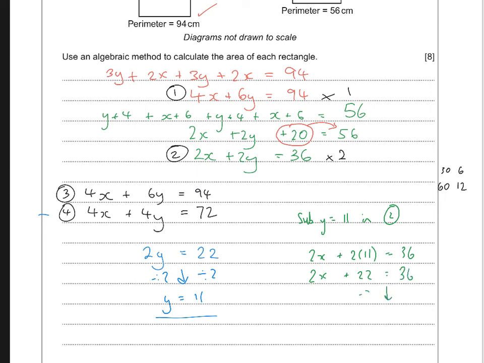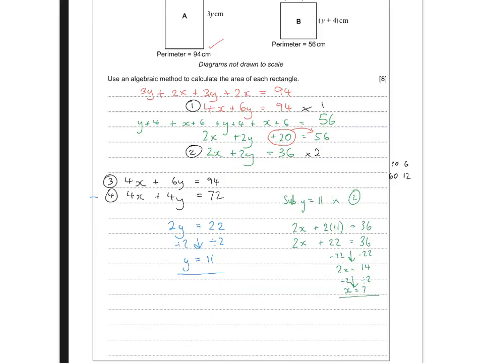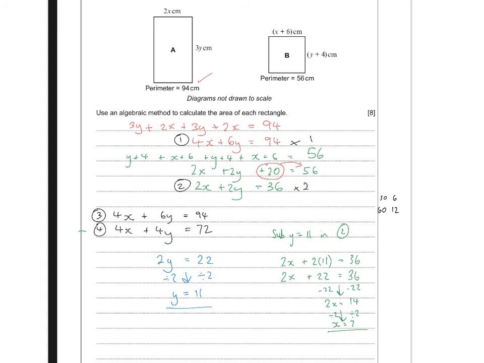I'm now going to take 22 from each side. That leaves me with 2x is equal to 14. And then I'm going to divide both sides by 2. And it leaves me with x equals 7. Now, whatever you do, do not finish there. Go back, read the question. Have we actually answered what it said?